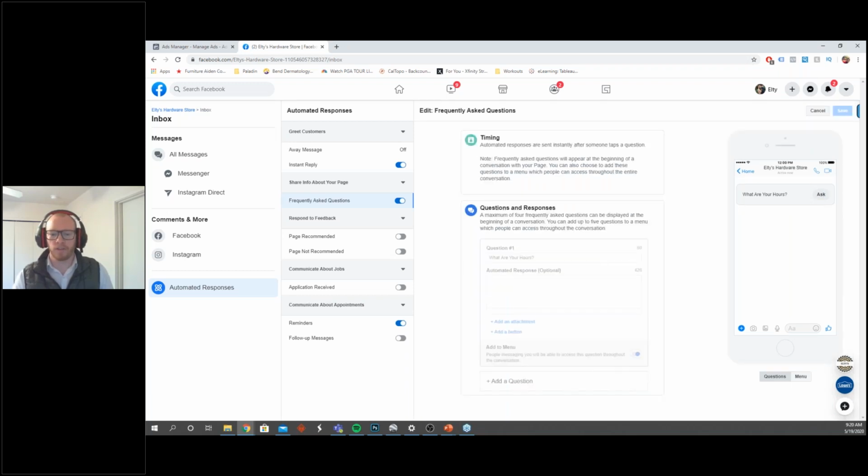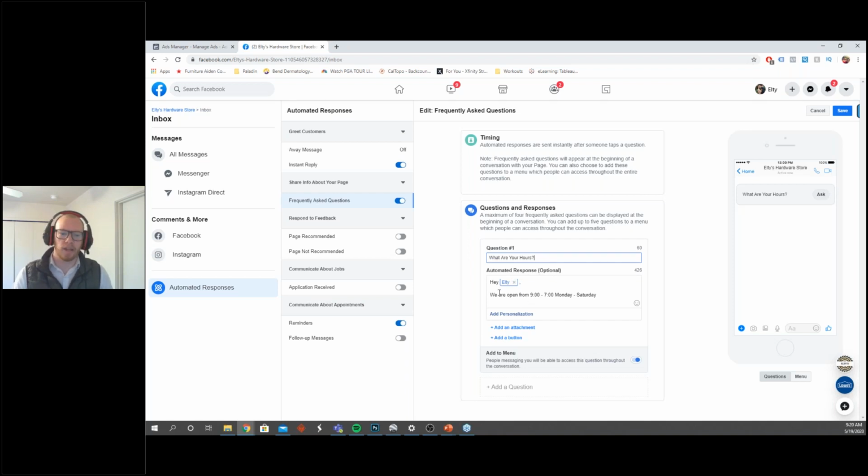No, okay. So essentially what it does is the question prompt right here comes up that says, what are your hours? Underneath that, I have an automated response which says, hey, and then it automatically puts the first name of the recipient. We are open from 9 to 7 Monday through Saturday. So as opposed to you having to worry about actually answering the messages, you can set up automated questions of your most frequently asked questions.